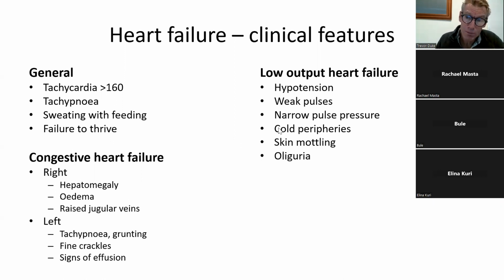These children who have low output heart failure will have cold peripheries, skin mottling, and often oliguria; their urine output's low. So sometimes when we see children who've got heart failure, rheumatic heart failure or whatever, it's very important that we determine if they've got signs of low output heart failure, because these children are in developing shock, aren't they? Whereas sometimes they may present with just signs of congestive heart failure, but no signs of low output heart failure.